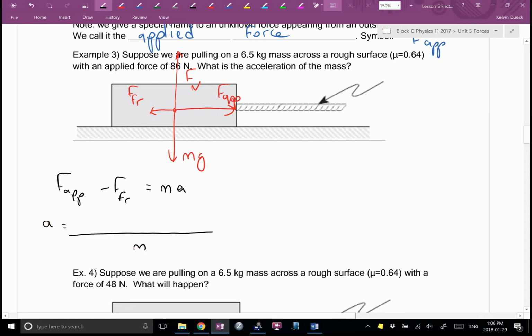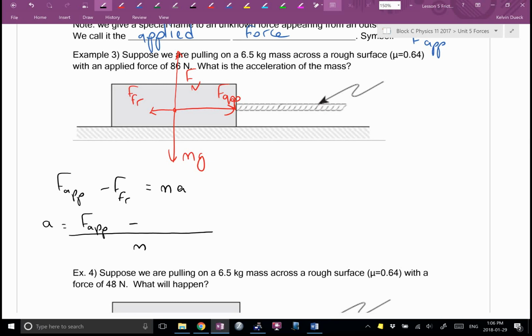And I also move the A, like I flip the whole equation in my head. I put the A by itself. Now, F applied is just going to drop down like a domino minus friction. I have an equation for friction. This is our new equation of the day. Friction equals what times what?